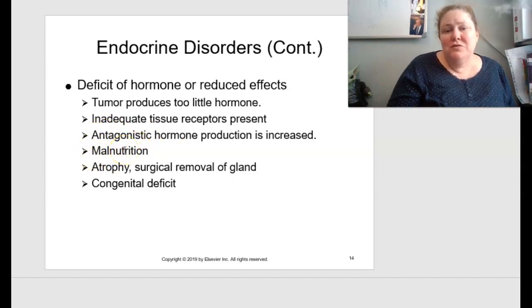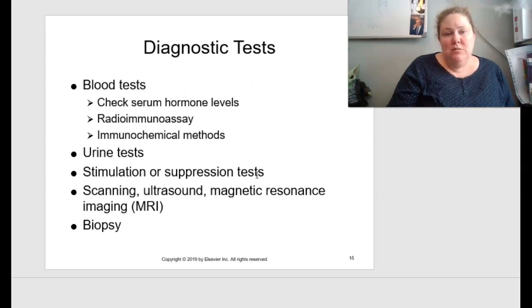Malnutrition, so if we're not getting enough nutrients and our body's not regulated, then that can be a huge problem. You can also have atrophy or the breakdown of that tissue, or the surgical removal of the gland, right? For instance, my mom had thyroid cancer, so she had to have her thyroid removed, and she no longer can produce the hormones that are secreted by the thyroid, right? Or it can also be a congenital defect, which can cause, again, just a lack of the hormone being produced because you don't have the genes to, say, produce it.